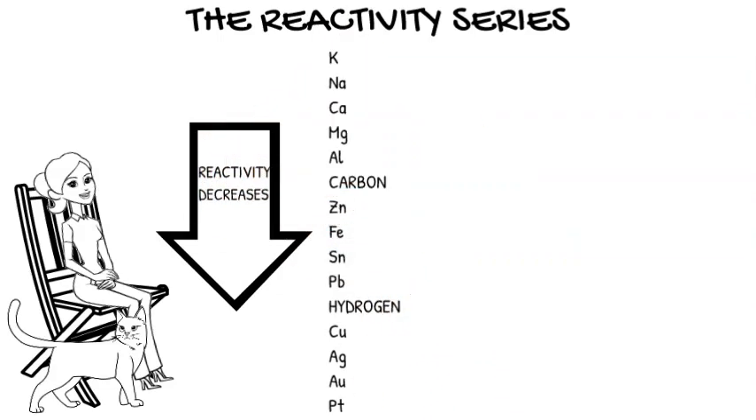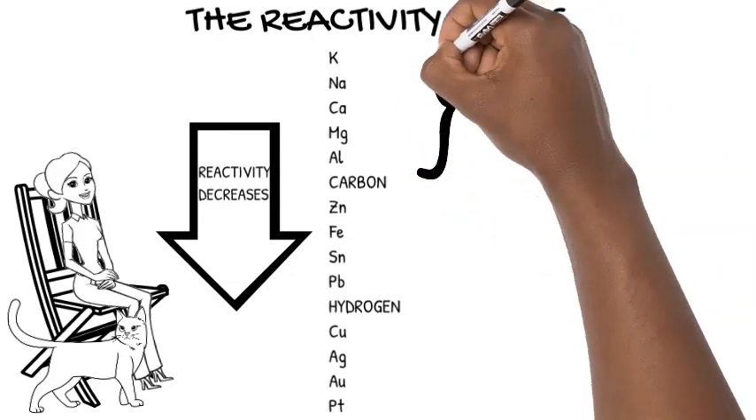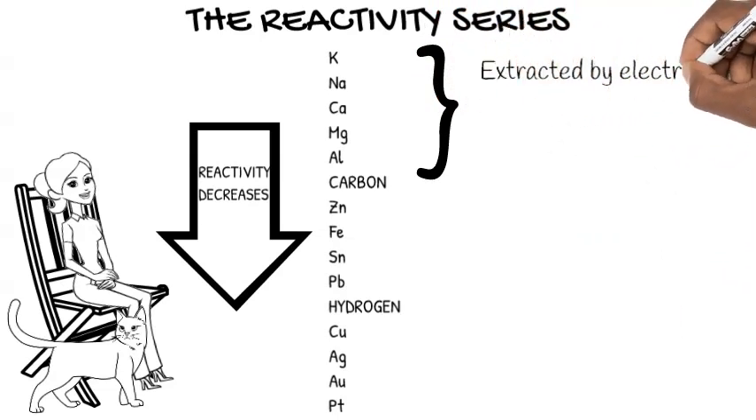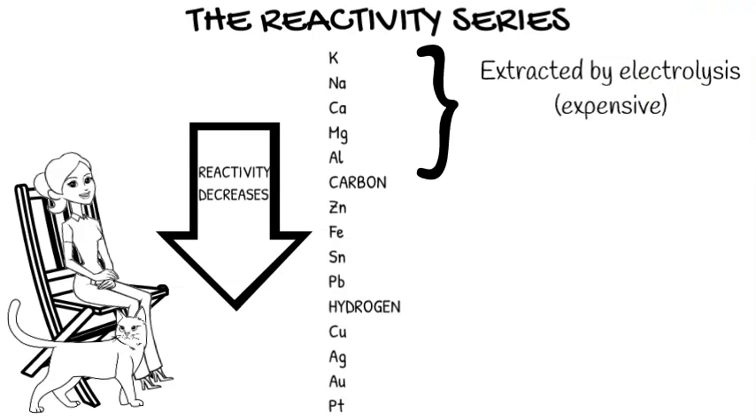So as we go down the reactivity series, it's important to remember that the reactivity decreases. Now this can help us to predict a lot of information. When we mine for metals, the ore or the rock usually contains the metal in the form of a metal compound. And depending on the reactivity, that helps us to decide what method is used to extract it.